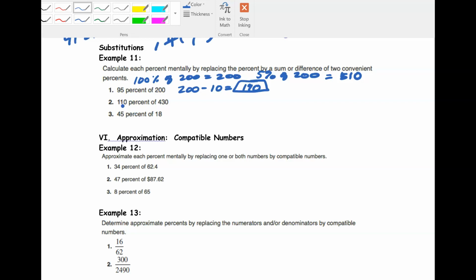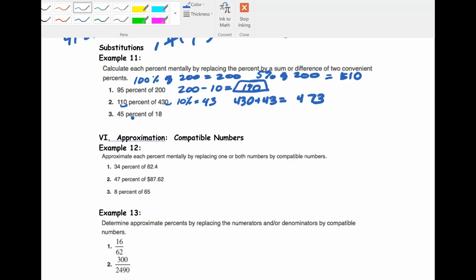So 110%, what I would do, 100% is just the number itself. Find 10% of 430. So 10% of 430 is just 43. So then if you want 110%, you just take 430 plus 43, and then you get 473.